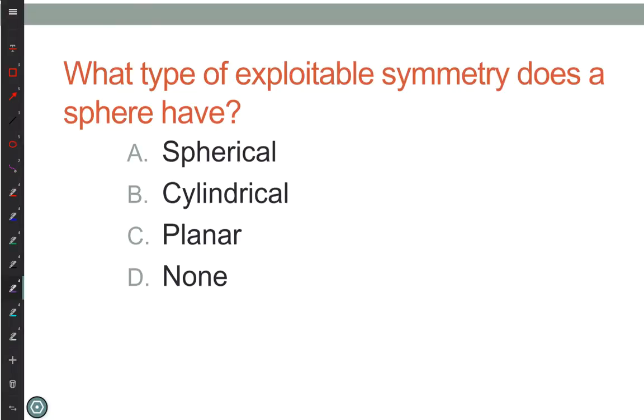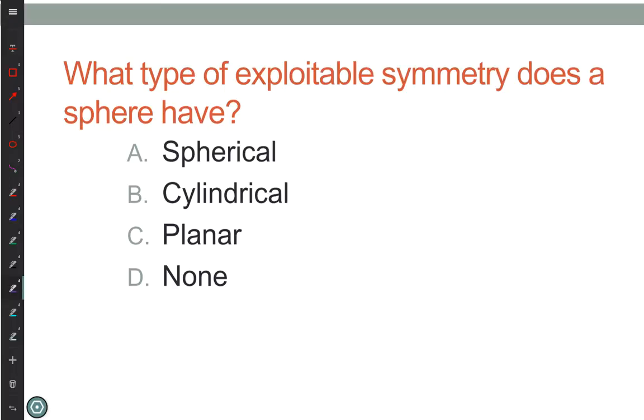But just answer for me, what type of exploitable symmetry does a sphere have? Does it have a spherical symmetry? Does it have a cylindrical symmetry? Does it have a planar symmetry, or does it have no symmetry? I chose the easiest one. A sphere has a spherical symmetry. That's a given. So if a sphere has a spherical symmetry, then I can make a spherical Gaussian surface, an imaginary surface, to make Gauss's law easy for me.